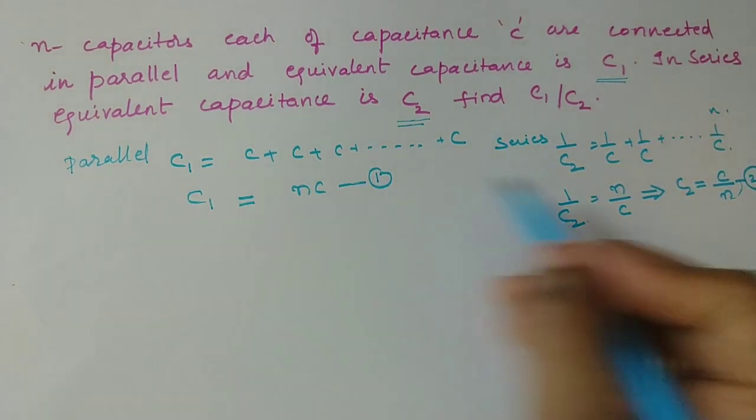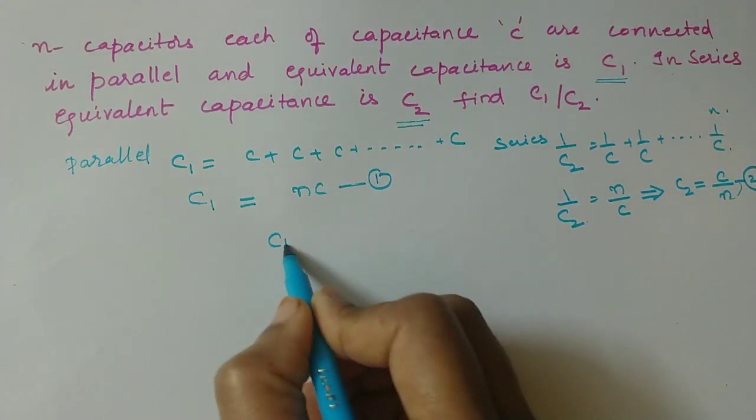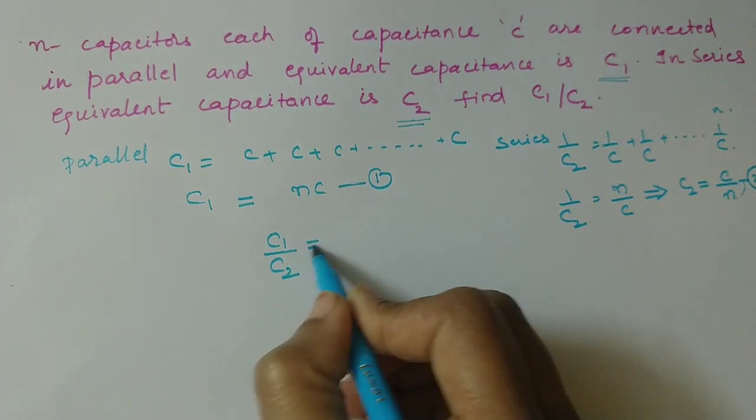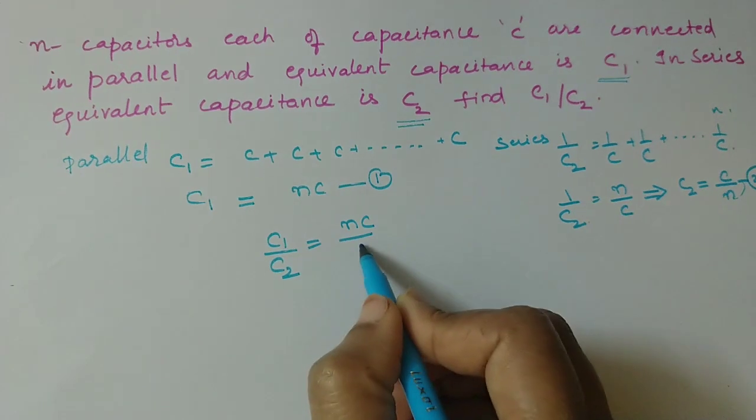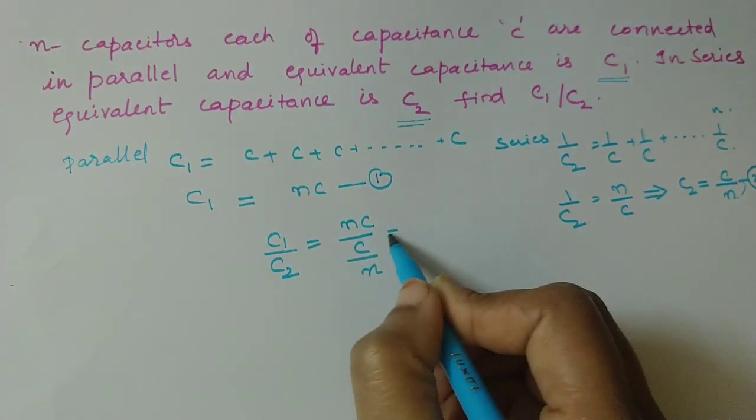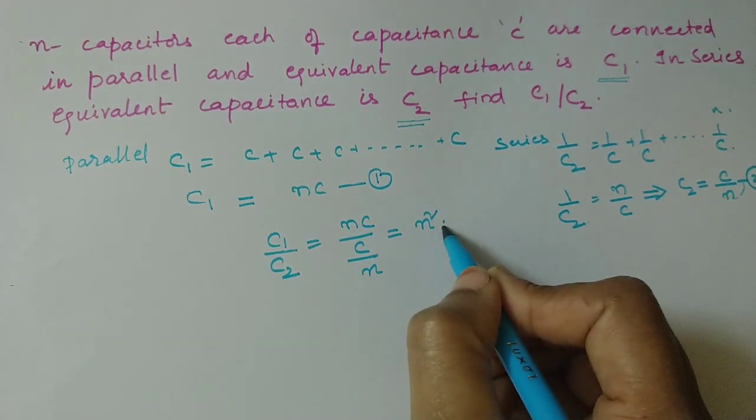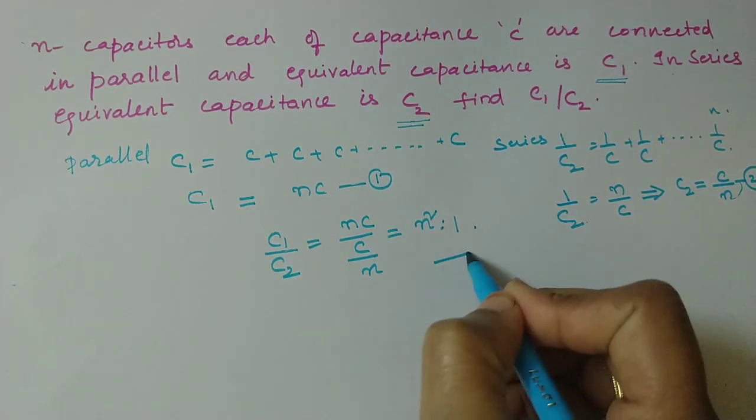So you know what C1 is and you know what C2 is. Now find the ratio between them, C1 by C2. C1 is n into C, C2 is C divided by n. So you will get the ratio n squared is to 1. Okay, so this will be the answer.